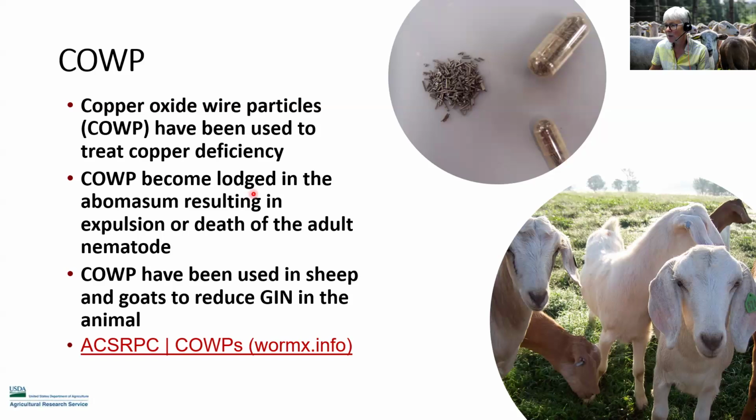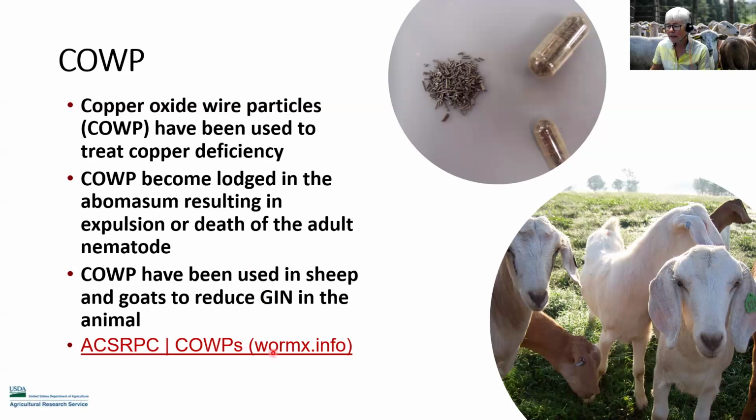So what happens? The copper's given to the animal as a bolus, or even in a marshmallow or a little cookie. It's given to the animal, and it makes its way to the abomasum. And remember, that's where the barber pole worm is. We're not really sure what happens, but it results in expulsion or death of the adult nematode. We think it's more than just increasing copper. We think it's having maybe a physical effect or some effect in the abomasum to make the worms simply go away. And they don't come back. So they're either leaving or dying.